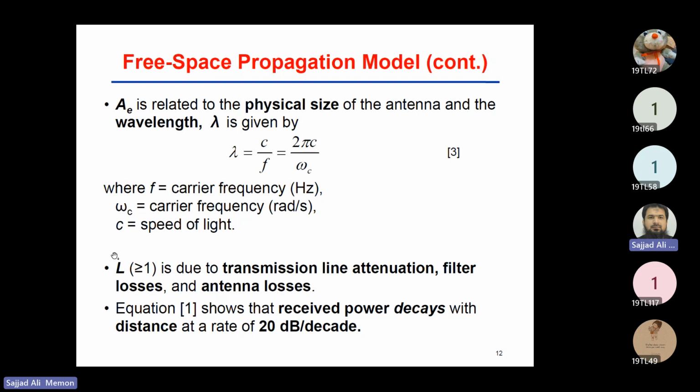Whereas L can be greater than or equal to 1 due to transmission line attenuation, filter losses and antenna losses. So L basically covers the losses in the transmission due to attenuation, filter losses and antenna losses. Equation 1 shows that received power decays with distance at a rate of 20 dB per decade.